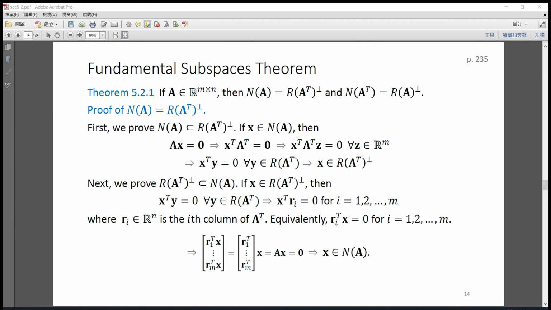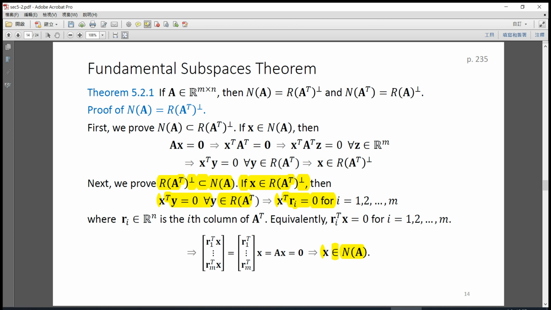Next, we prove the orthogonal complement of R(A transpose) is a subset of the null space of A. To do this, we need to show if x belongs to the orthogonal complement of R(A transpose), then x also belongs to the null space of A. Suppose x belongs to the orthogonal complement of R(A transpose), then by definition of the orthogonal complement, we know x transpose y equals 0 for all y in the column space of A transpose, which means x transpose r_i equals 0.